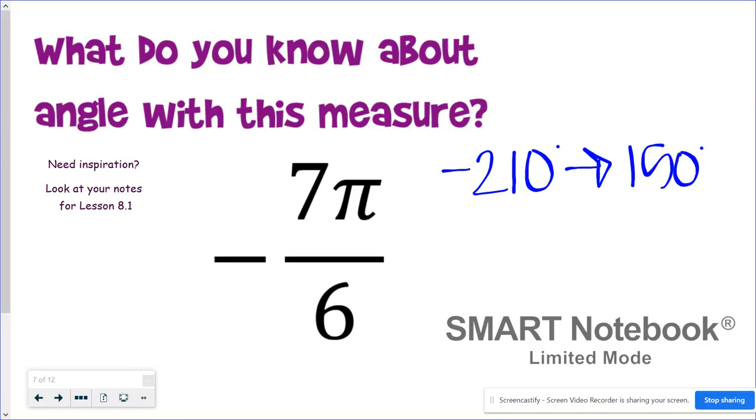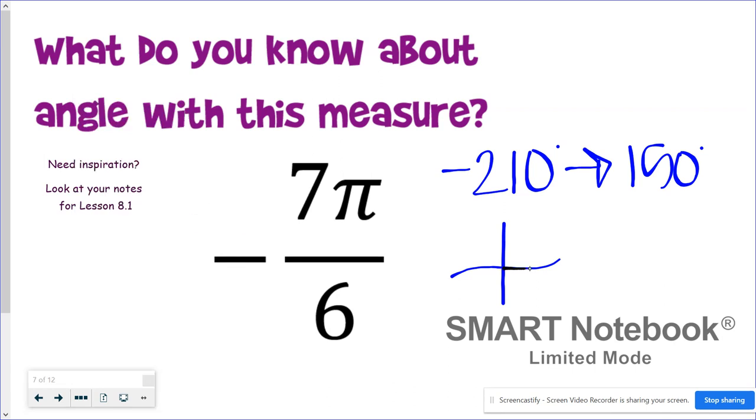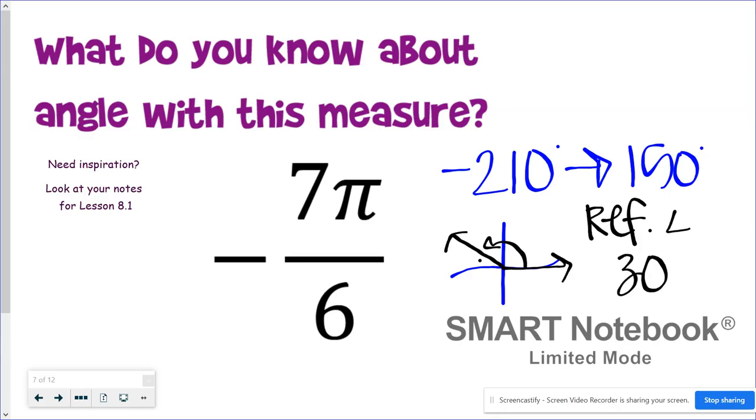We could sketch it. Here's my plane. Let me get a different color. So I have my initial side, and then I would want to go counterclockwise. And so it would look like this. So it'd be in quadrant 2. Did somebody just say something about a reference angle? So that'd be this angle here, formed by the x-axis and that terminal side. So it has a reference angle of 30 degrees. Wow. So you know quite a bit about this angle.